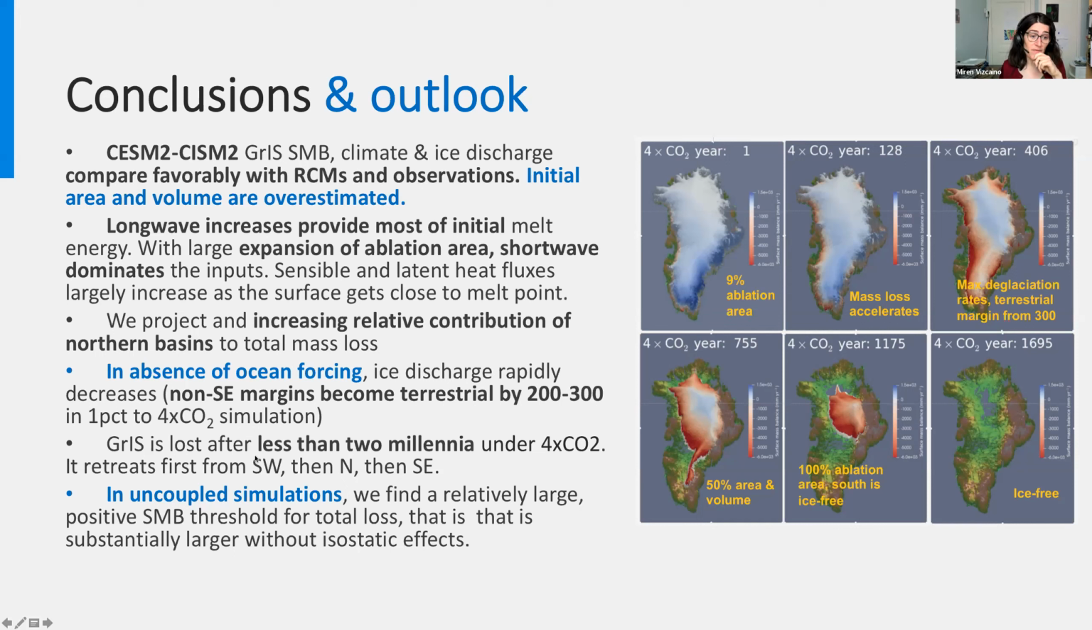So we have an ice sheet lost in less than 2 millennia under 4 times CO2. And in uncoupled simulations, we find a relatively large positive SMB threshold for total mass loss. We need to revise that with the coupled simulations that are on their way. They are not finished, they have different lengths, and they don't go up to the glaciation. Okay, with this slide, if you want to start with questions, they are very welcome.